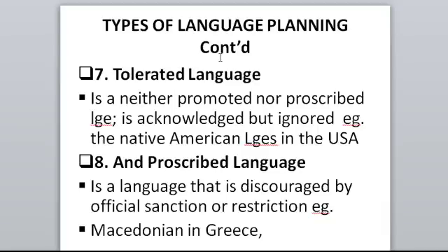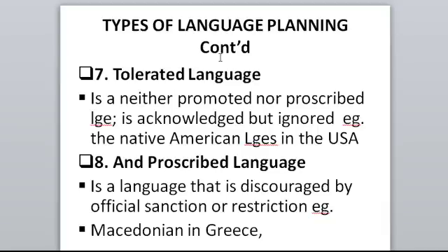Let's get to tolerated language. Tolerated language is neither promoted nor proscribed. It is actually acknowledged but ignored in some cases. For example, the Native American languages in the United States are used because they are tolerated. But for certain functions, they are ignored. That is where we have the status of tolerated languages.